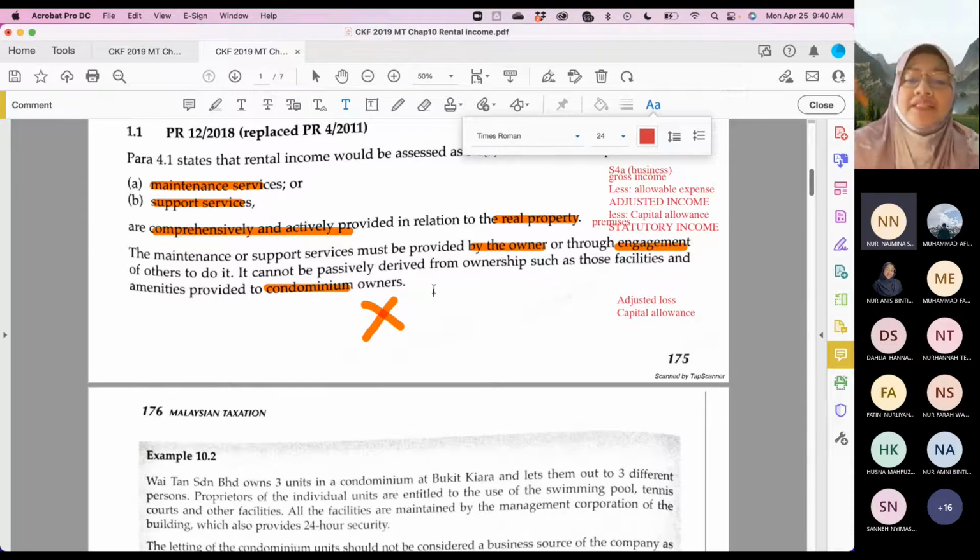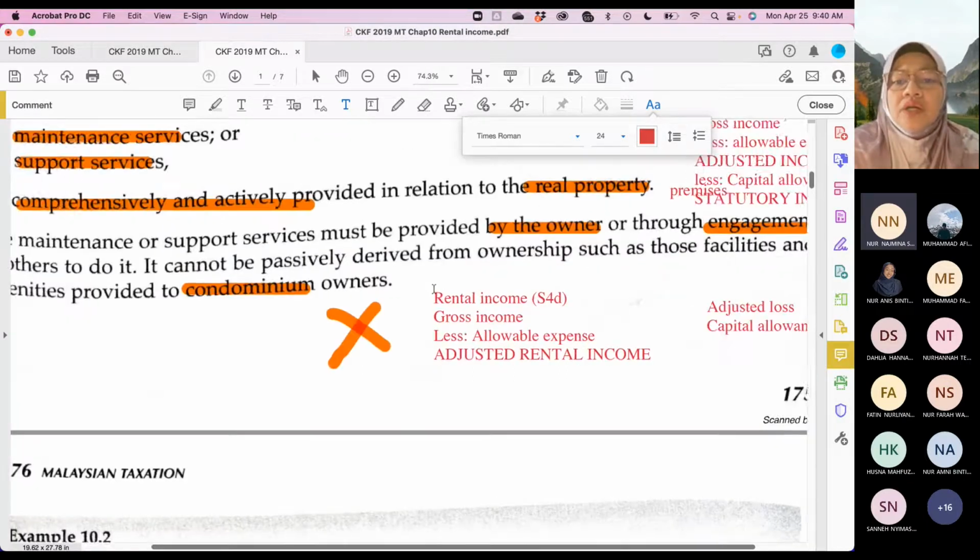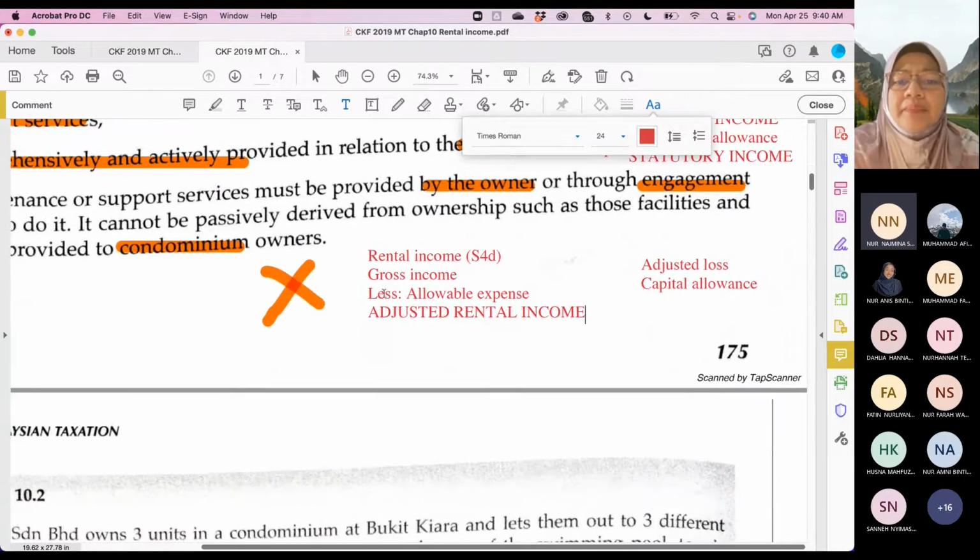But if it's an income under section 4D, what happens is that you take gross income less your allowable expenses. Then you have your adjusted rental income. So this is under section 4D. When you have rental income, gross income minus allowable expenditure, you have adjusted rental income. Then you have to add your other income.